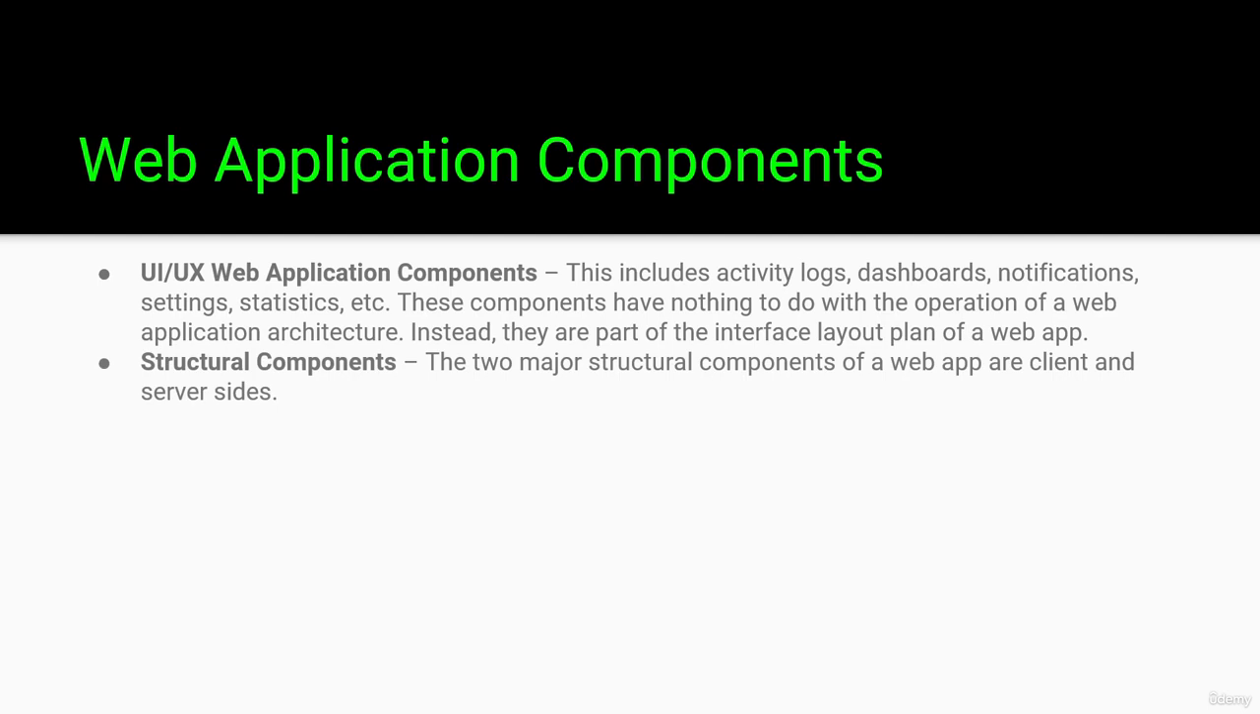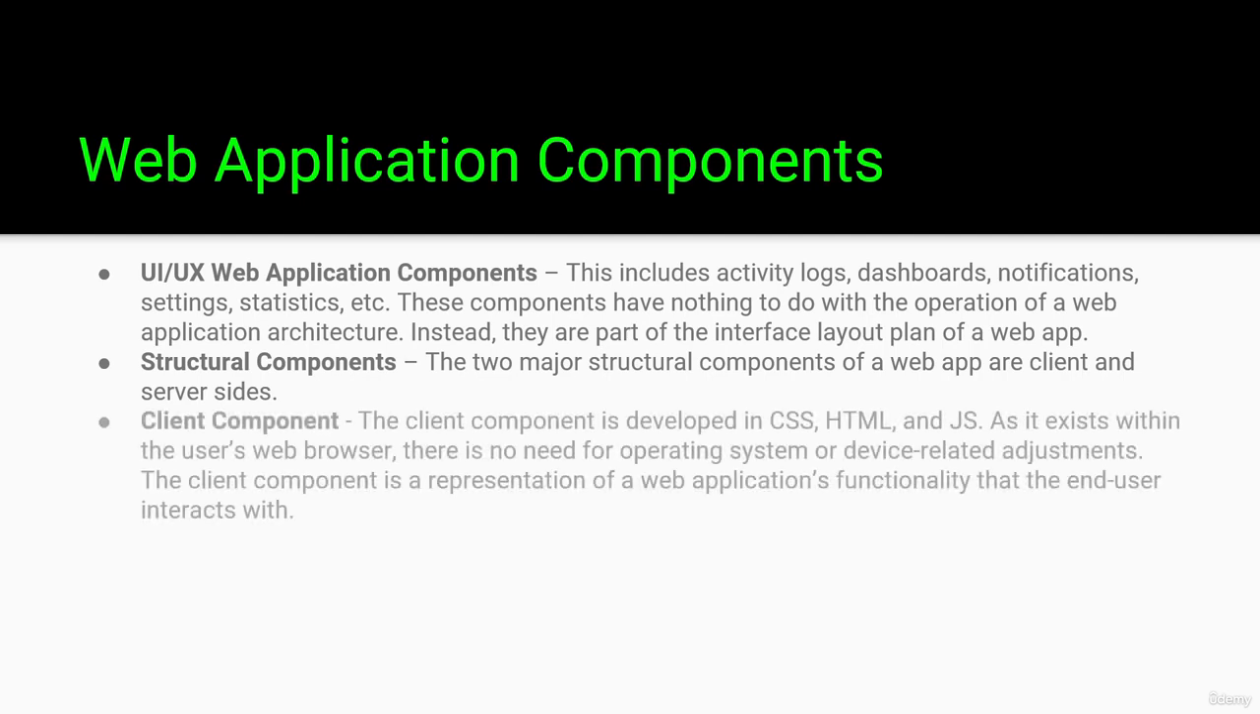Now we have the structural components. The two major structural components of a web app are the client and server sides. The client component, or the client side, is developed in CSS, HTML, and JS as it exists within the user's web browser. There is no need for operating system or device-related adjustments. The client component is the representation of a web application's functionality that the end user interacts with.